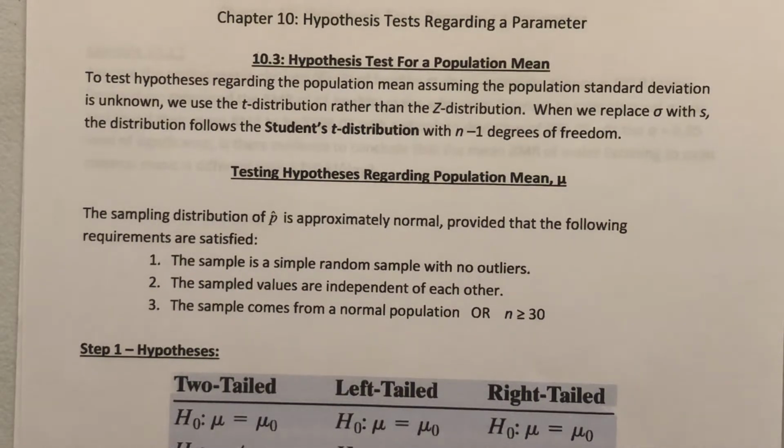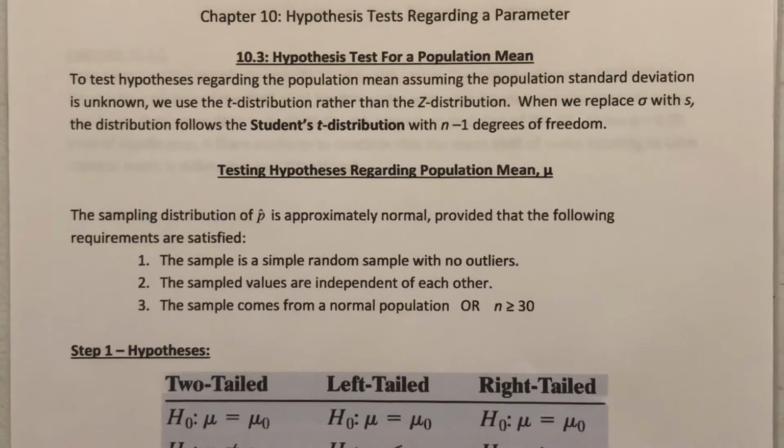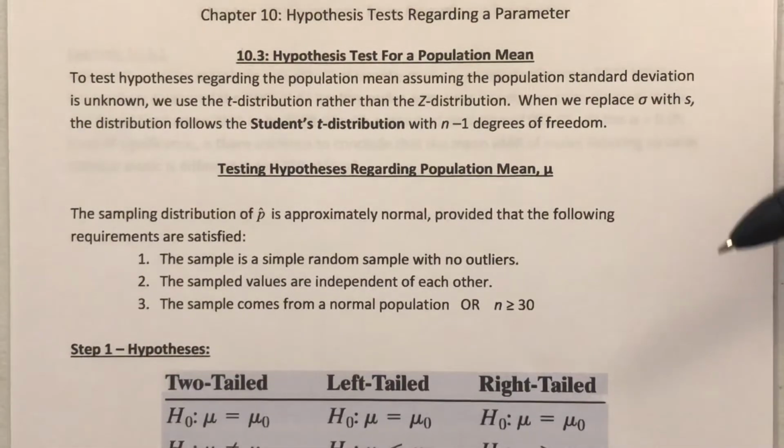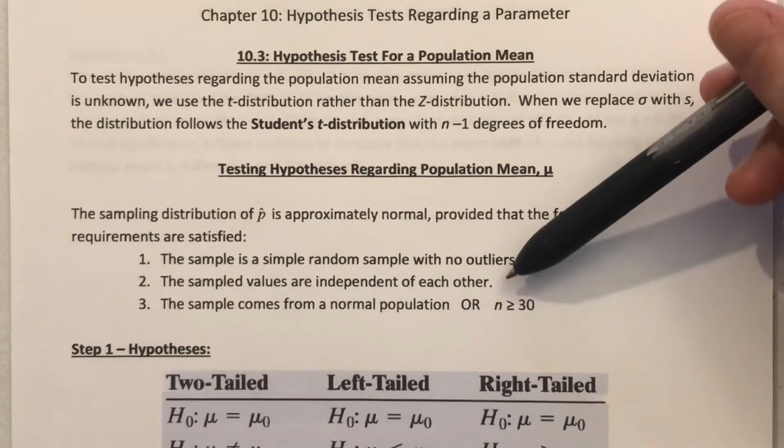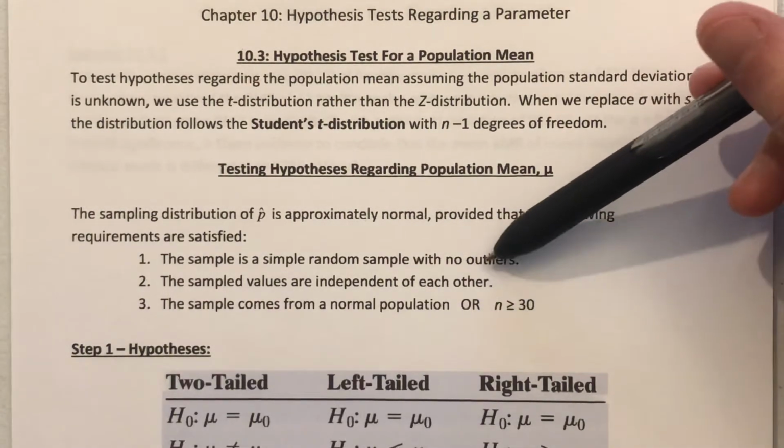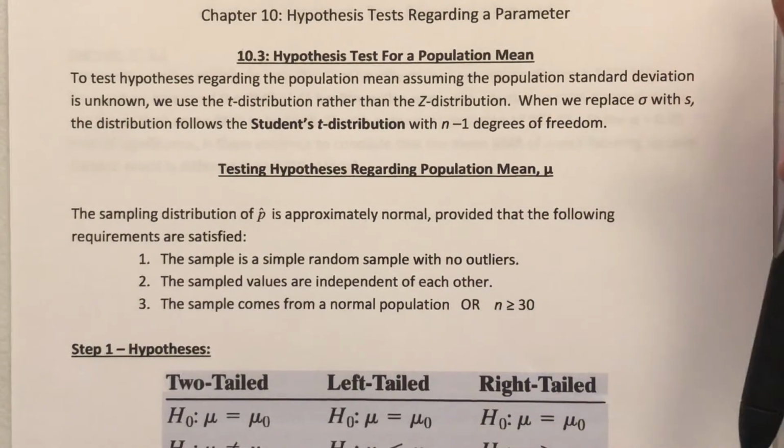So in 10.3, we'll be taking a look at hypothesis tests for the population mean. The process will be very similar to the one we were using for population proportions. There'll be a couple requirements. The first two are ones that we don't worry about. They're just kind of given in each problem.